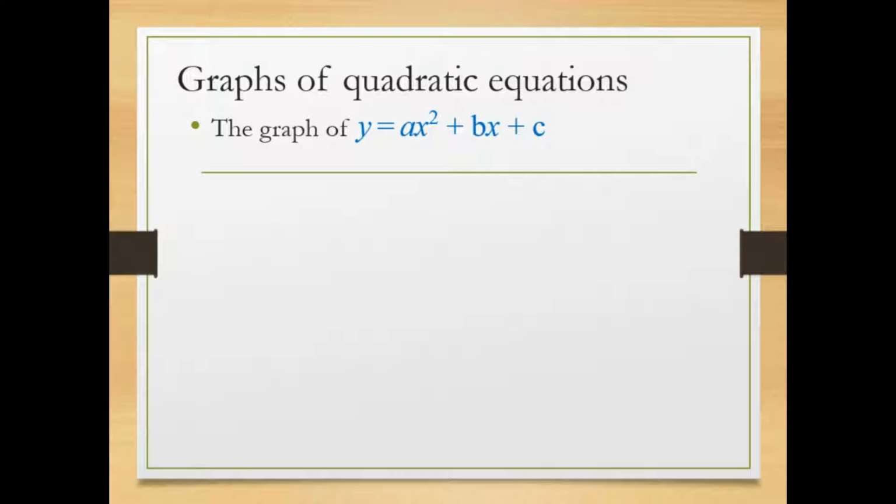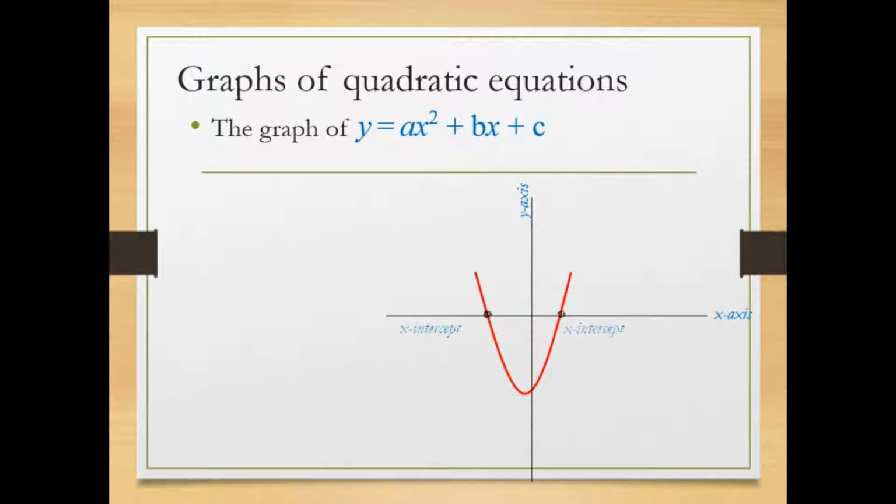The graph of an equation of the form y equals ax squared plus bx plus c is U-shaped and is called a parabola. The x-intercepts are where a graph crosses the x-axis. The x-intercepts always have a y value of 0.